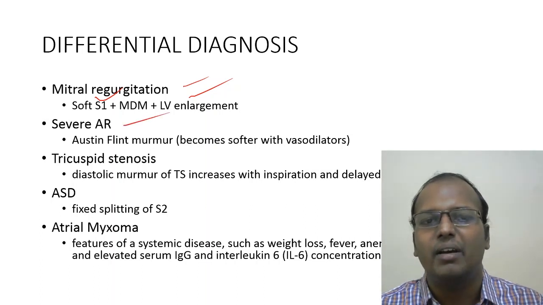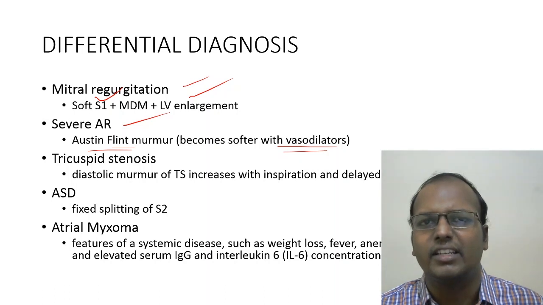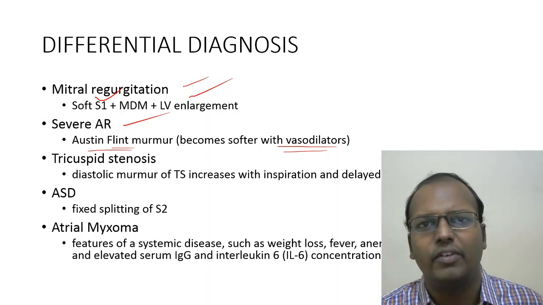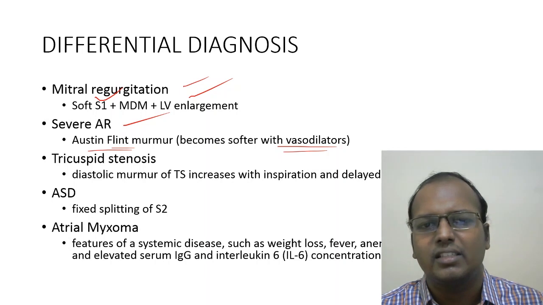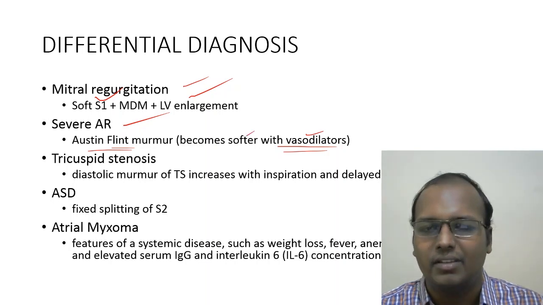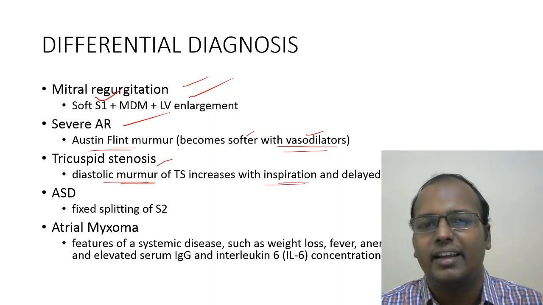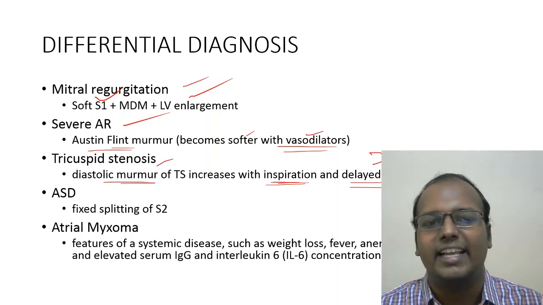Okay, and in severe AR, there will be Austin Flint murmur which can be detected by using vasodilators. So the regurgitant blood which is seen in aortic regurgitation, the blood which is pumped forward, is coming backward into the left ventricle. Okay, that is also contributed by your peripheral vascular resistance. So if you give a peripheral vasodilator drug, then the murmur will become softer. Okay, then the tricuspid stenosis, this diastolic murmur will increase with inspiration, and there can be a delayed wide descent in your JVP. Okay, so these are the points which can suggest your tricuspid stenosis.